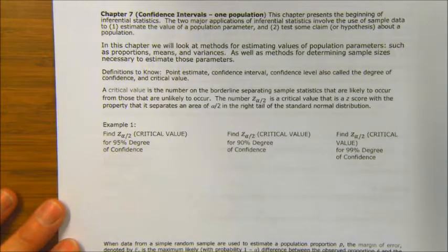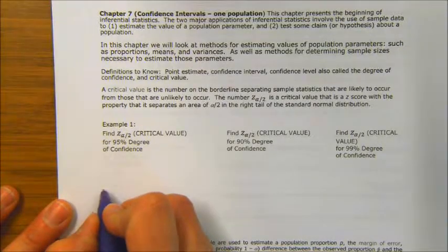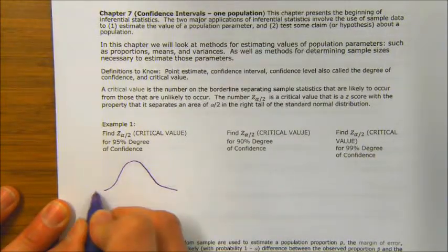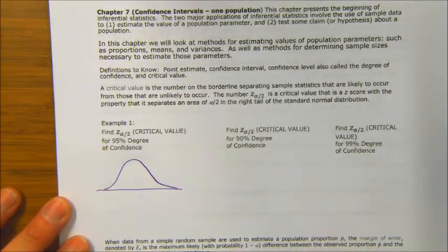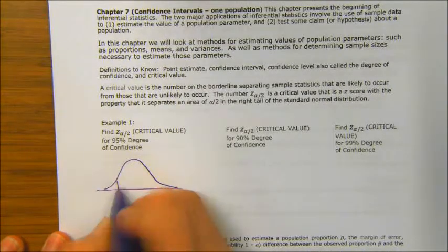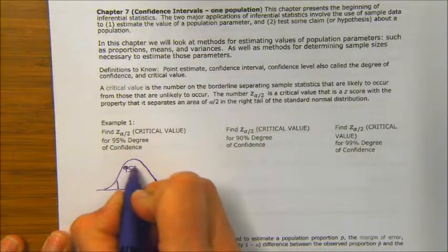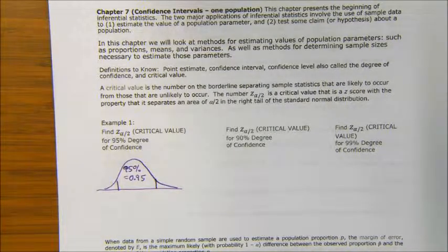Okay, so find z alpha half, which is the critical value, for a 95% degree of confidence. To find critical values, we always draw the normal curve. 95% confidence means we want 95% of the time for our confidence interval to include our values. So we're actually looking at the middle 95%. Over here we're going to say this is 95%, which is equal to 0.95. Then we're going to look at what is left in the tails. So that is our alpha.